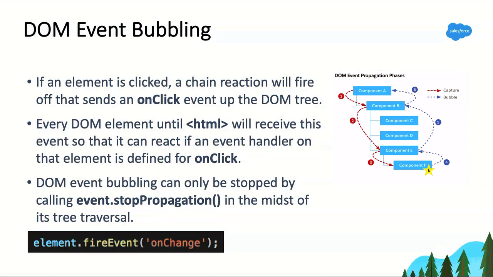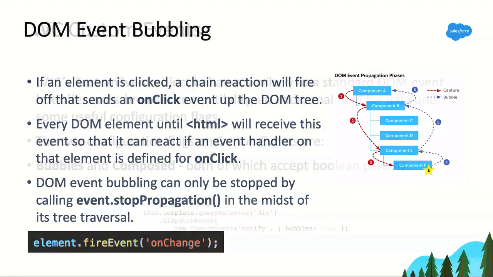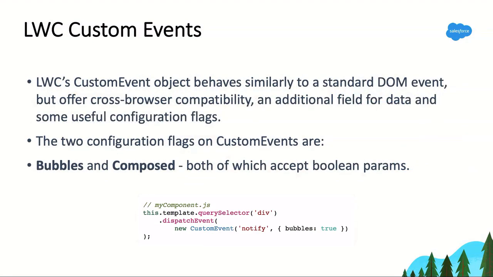The only way to stop this is by actually handling the event mid-propagation and calling the function stopPropagation on it. If you don't do that, imagine you have a parent component, or well beyond the parent component, a component that's owned by another namespace in the page, potentially an application that you've included, an LWC component that you did not develop. That LWC component can intercept the event that was fired by component F. So we have a solution to this.